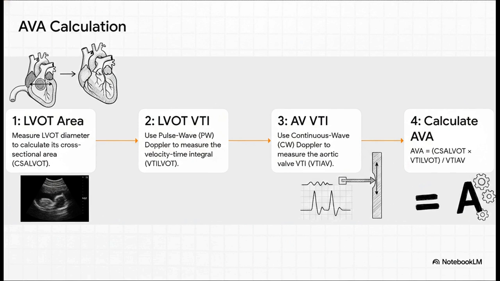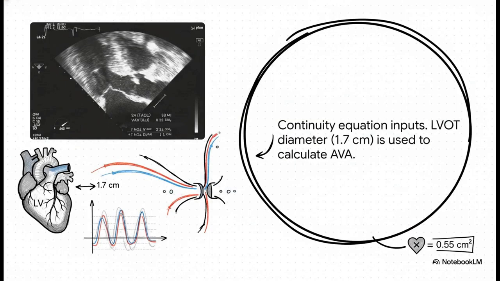The aortic valve area is simply the LVOT area times the LVOT VTI, all divided by the aortic valve VTI. And this is just a perfect illustration of how we gather all that data. On the left, we measure that LVOT diameter. Here it's 1.7 centimeters.